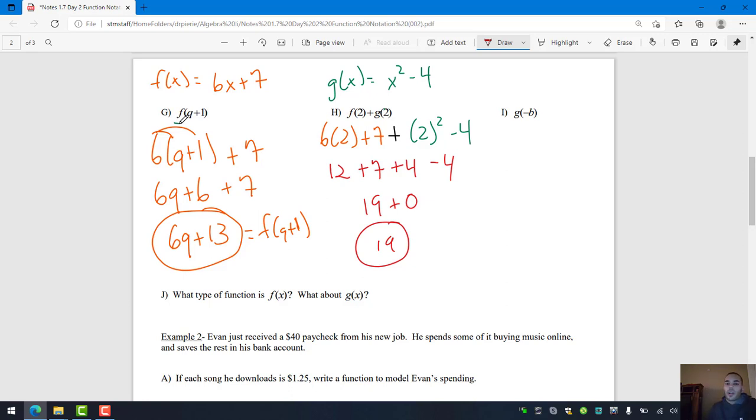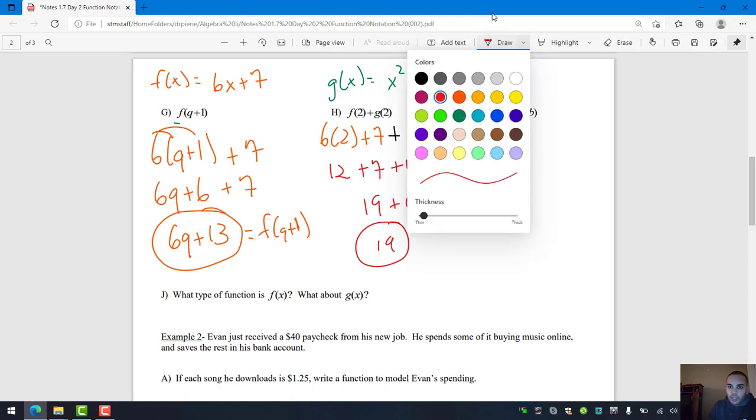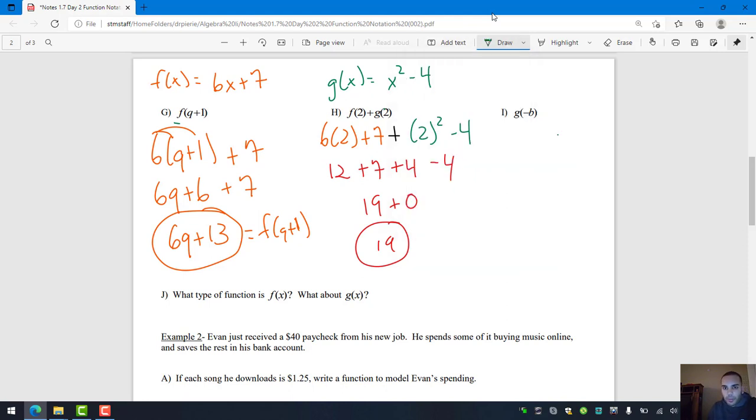And then the last one is letter I, g of negative b. I see the letter g, so I use the g equation, the green equation. Let's rewrite it. g of negative b equals, in parentheses, negative b squared minus 4. What can happen here is this 2 distributes to the negative and to the b. So when you square negative 1, it just becomes 1. And then when you square b, it becomes b squared. You should have positive b squared minus 4 as my simplified answer.